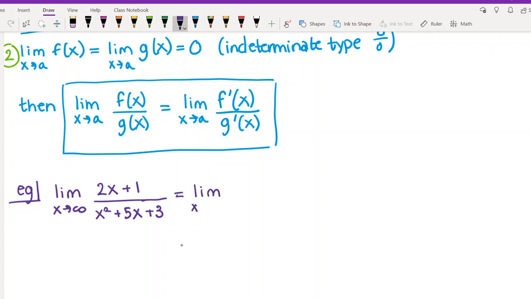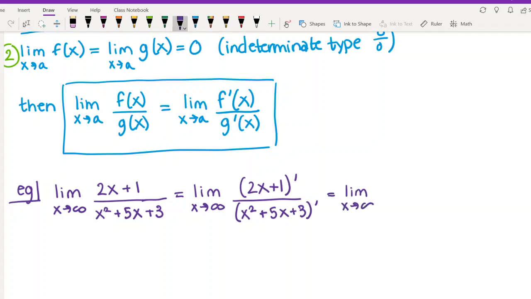Okay, so what are we going to do? We're just going to take the derivative of the numerator and the denominator and take that as a limit. So what do we get? We get the limit as x approaches infinity of 2 over 2x + 5. Now we're in that situation we brought up earlier: the numerator is just a number and the denominator is going to infinity, so we can conclude right away that the limit is equal to 0. I think this method is a lot faster than the one we used earlier.